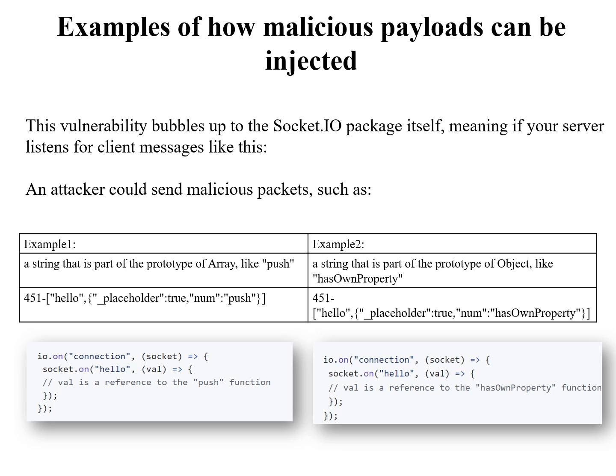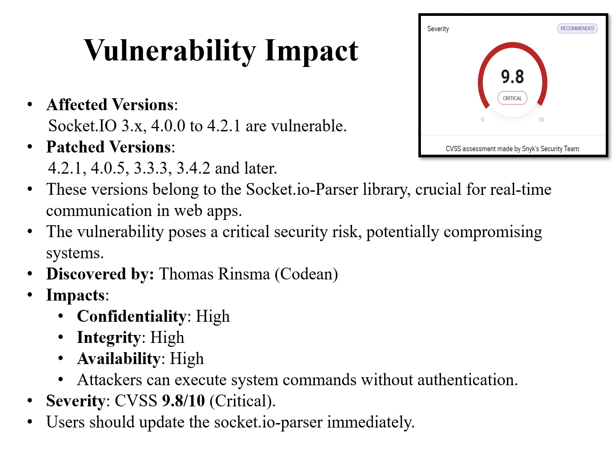The vulnerability exists in the socket.io package itself, meaning if your server listens to a client message like this, you can send malicious packets such as the two examples below, example 1 and example 2. Here you can use a push array or an object like hasOwnProperty, and you can see the following code in this PPT. Next, the vulnerability impact of CVE-2022-2421.